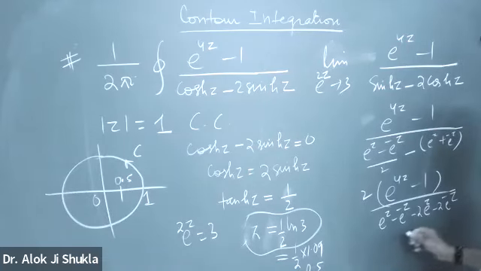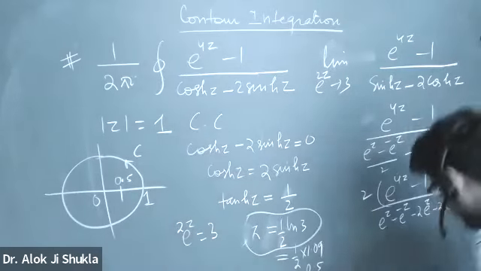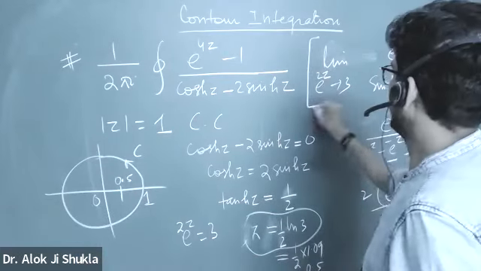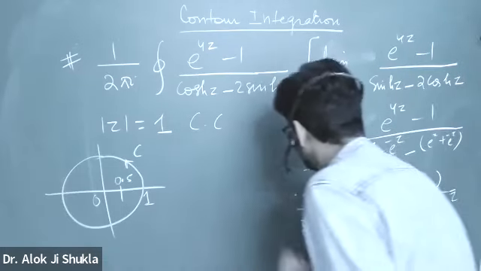So what is going to happen? Sir, f of z is in the denominator. You have changed the order, sir. This is not f of z. Now I'm in the process of calculating the residue, derivative.